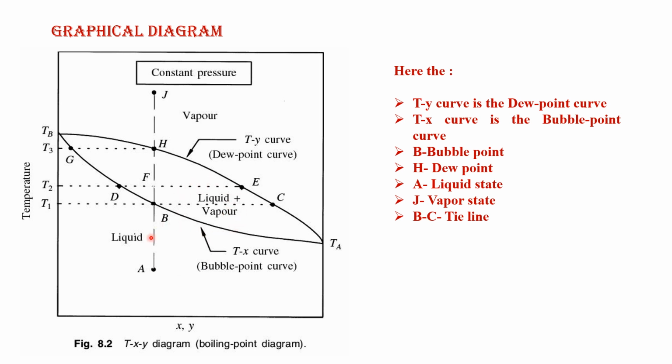On further heating, the system will result in the vaporization of more liquid and the temperature rises from T1 to T2. The system consists of a saturated liquid state, which is represented by point D, and the saturated vapor, which is represented by the point E. And D and E are also connected by a tie line because this is the point where the liquid and vapor attain the equilibrium state.